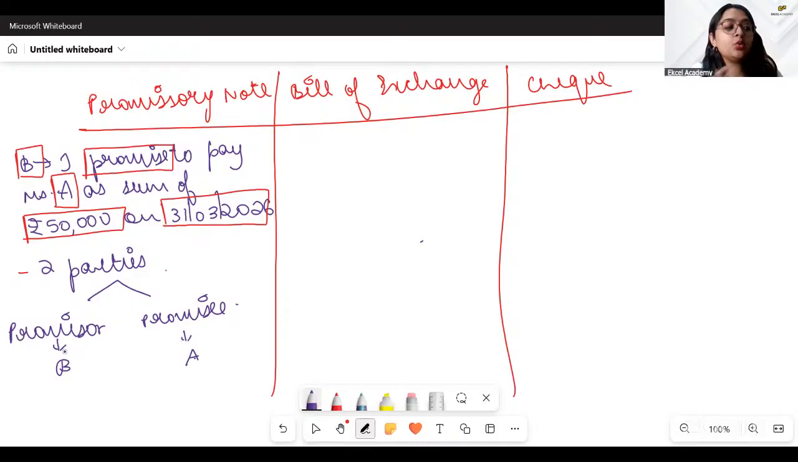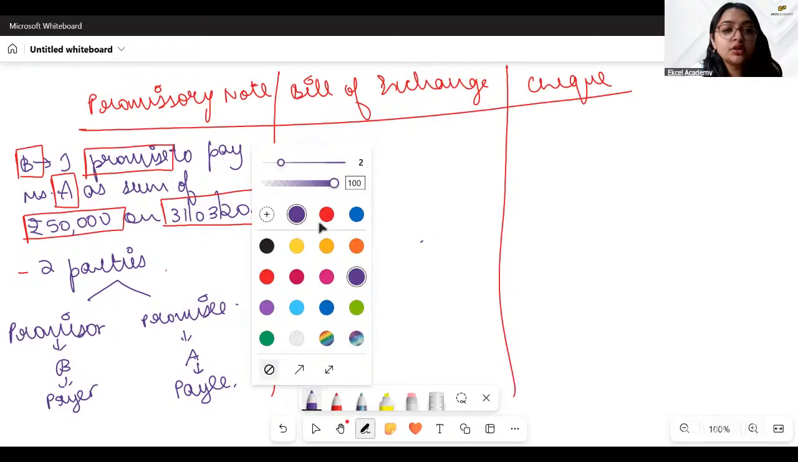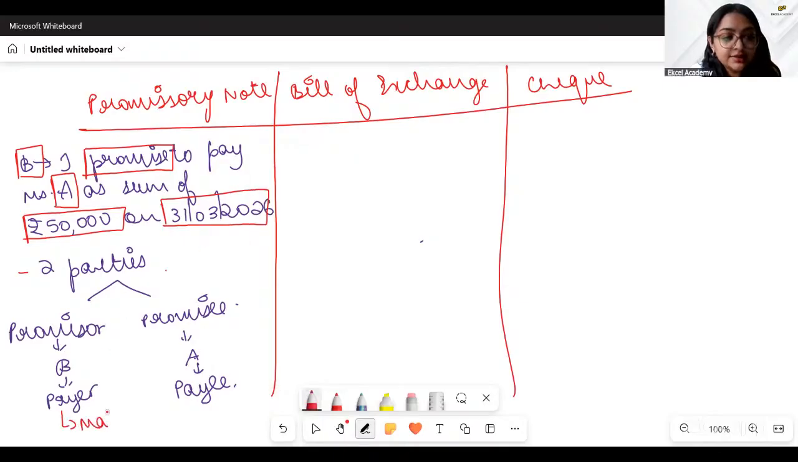So B is the promisor who is promising to make a payment to A. In this case, who will be the payer? Payer will be B itself because B himself has to pay. Who will be the payee? A. So this is the concept of a promissory note, where it is a written promise to pay a certain sum of money to a particular person on a particular date, and a promissory note consists of two parties. Here in a promissory note, the maker itself is the payer. Please make sure that you understand these differences. The maker itself is the payer, because I am promising to make a payment.